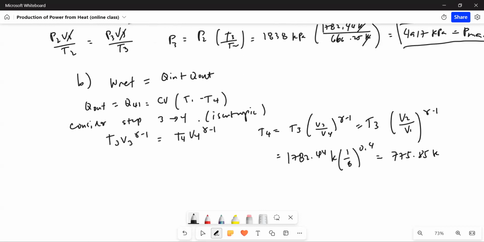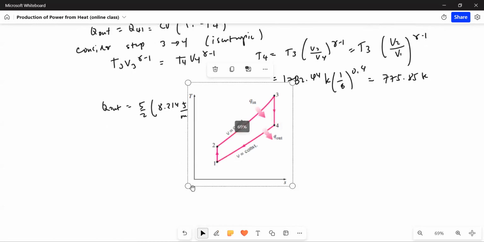We can go back to this equation. Let's solve for Q out. Substitute CV. So CV is 5 halves R, 8.314 joules per mole Kelvin. Oops, what happened?